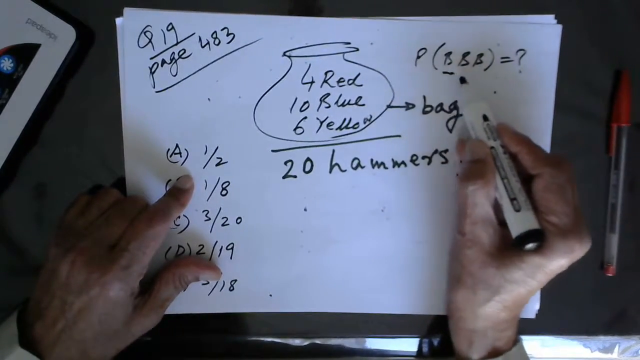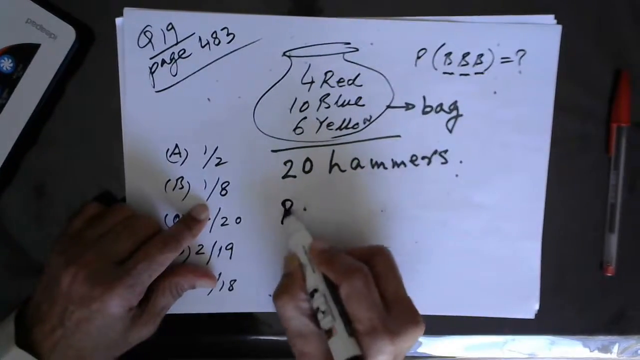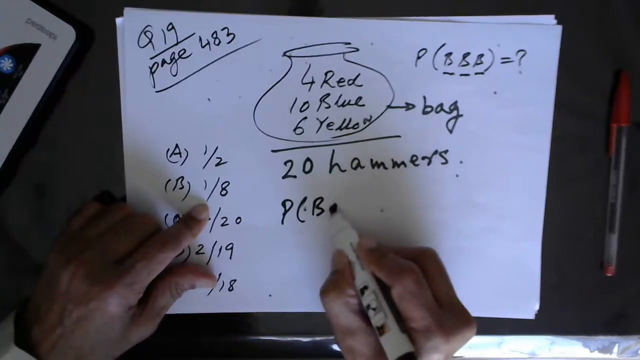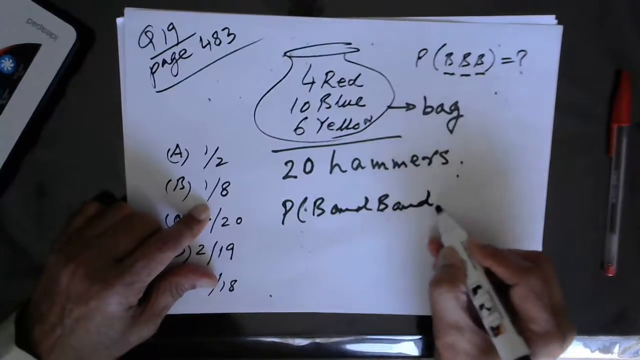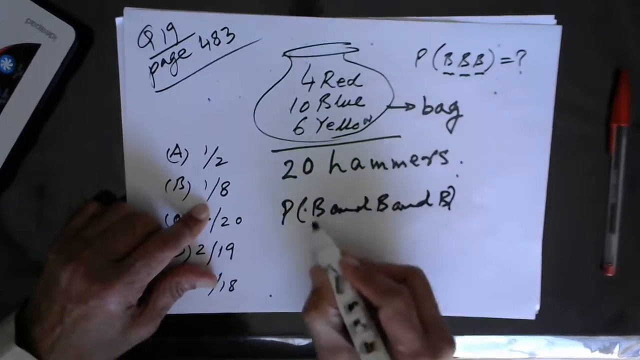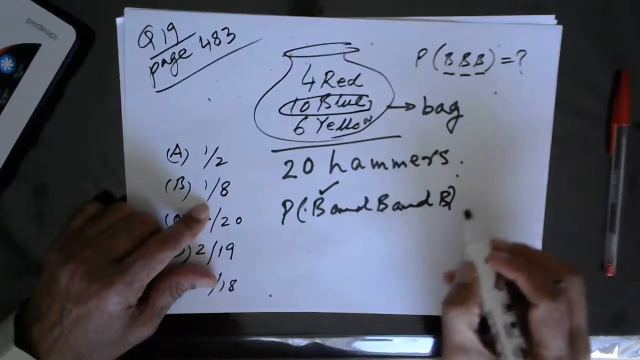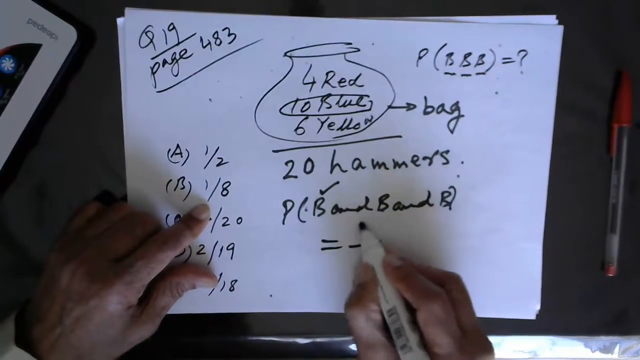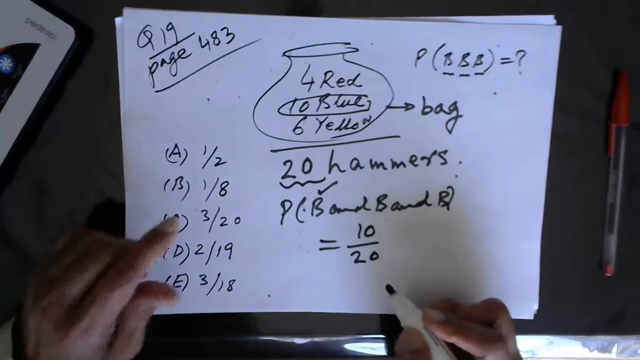Question is, what is the probability that in 3 attempts a hammer is drawn at random without replacement: the first one is blue, the second is blue, the third one is blue. So probability of blue and blue and blue. Now, first hammer is blue. How many blue hammers are there? 10. How many total hammers? 20. So 10 divided by 20.